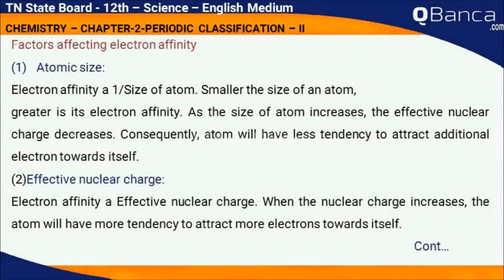The unit of electron affinity is kJ per mole. Factors affecting electron affinity. Atomic size. Electron affinity is inversely proportional to the size of the atom. The smaller the size of an atom, the greater is its electron affinity. As the size of the atom increases, the effective nuclear charge decreases. Consequently, the atom will have less tendency to attract an additional electron towards itself.